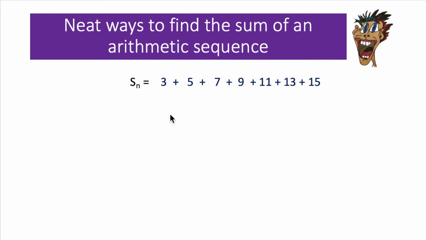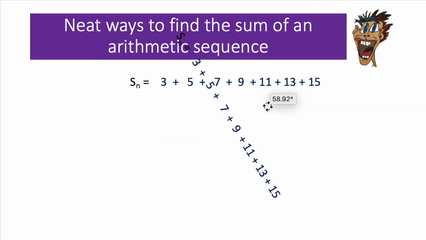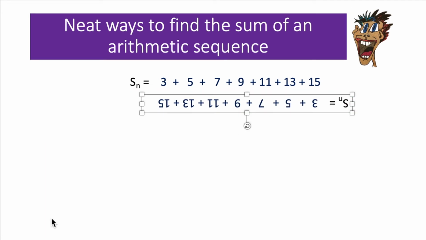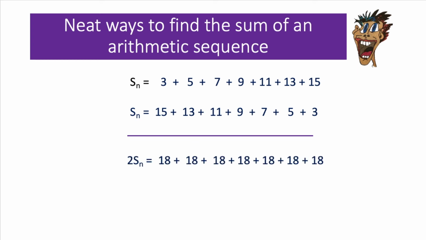So here, find the sum of 3 plus 5 plus 7 plus 9 all the way up to 15. In order to do this, what I'm going to do is copy that, and turn it around, and now notice what you have here. The first plus the last, the second plus the second to last, all the way to the last plus the first. And you should notice something, that they all add up to 18. So I have 2 lots of Sn equals 7 lots of 18. And that 7 is the number of terms in my sequence.